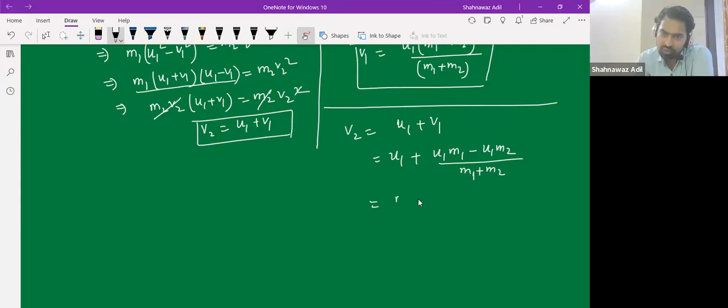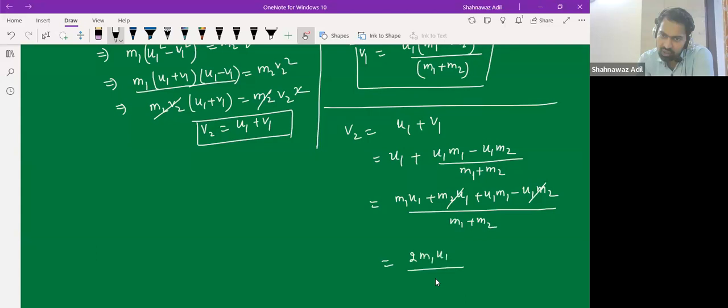So V2 equals U1 plus V1, which is M1 U1 plus M2 U1 plus U1 M1 minus U1 M2, divided by M1 plus M2. Which terms cancel? M2 U1 cancels. So you have 2 M1 U1 divided by M1 plus M2. So this is what you get in elastic collision.